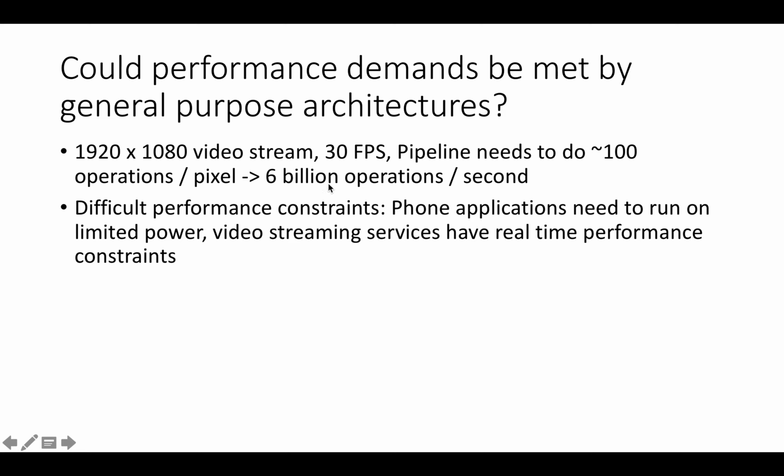And the other thing is that there are a lot of other difficult constraints, right? So apps that run on phones or on certain types of cameras need to run on very limited power. And of course, like I mentioned in this example, a lot of things like streaming services or real-time video processing have real-time performance constraints. So you can't just batch things and wait for them to finish. They've got to happen extremely fast. So there is a demand for performance that can't be provided by general-purpose architectures.